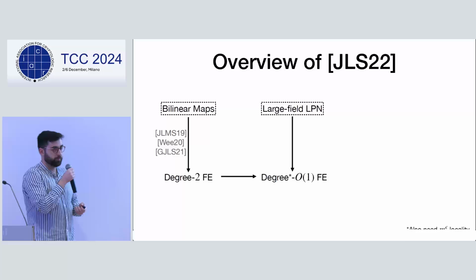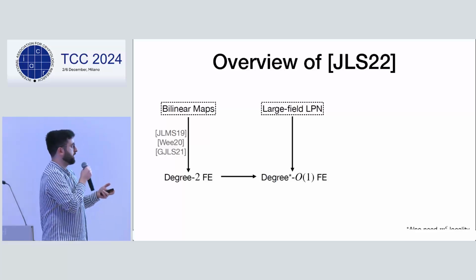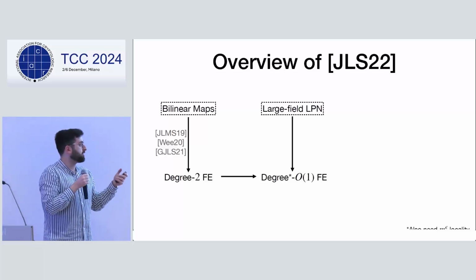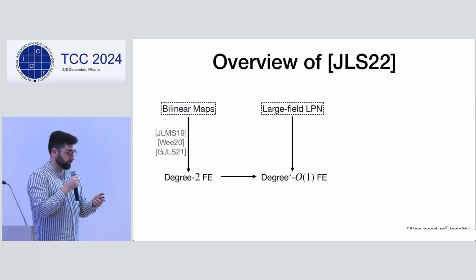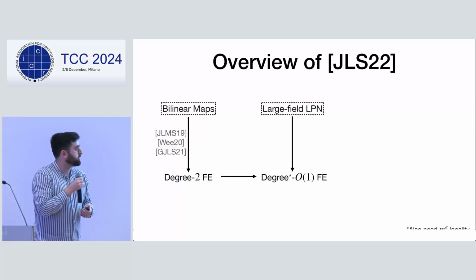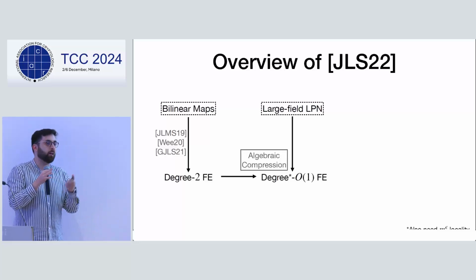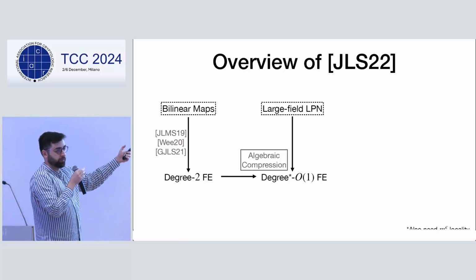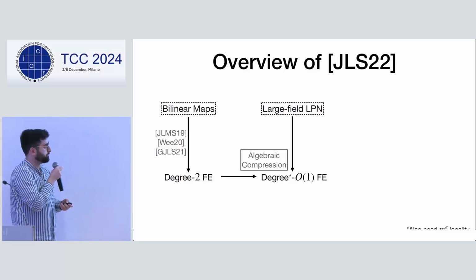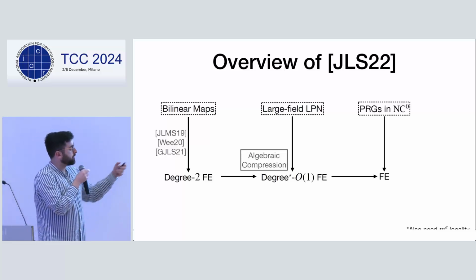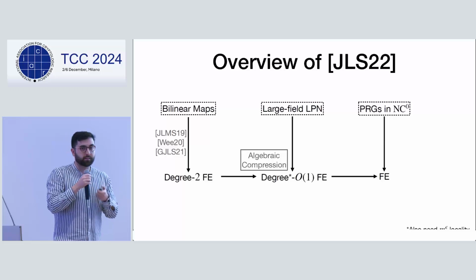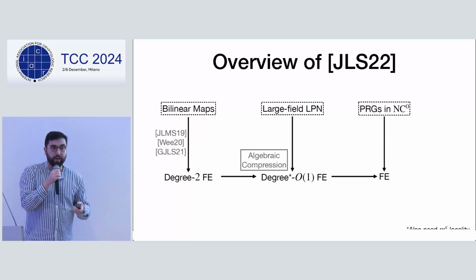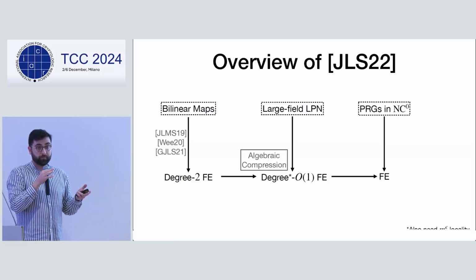Then JLS 22 use the large field LPN assumption and degree 2 functional encryption to upgrade it to some constant degree version of functional encryption. And their main technique, I'll call it algebraic compression. And I'll actually talk about this technique a little bit at the end of the talk. And then lastly, they use the PRGs and NC0 assumption to upgrade the constant degree functional encryption all the way to FE for all polynomial size circuits.